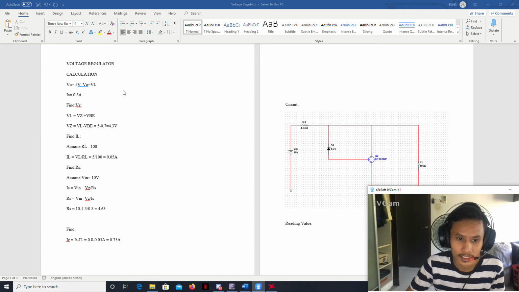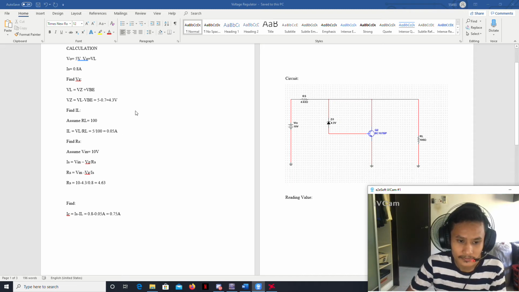First, I will show the calculation for the circuit. The VO and the IS are provided by the equation, which is 5 volt and 0.8 ampere. The first step is we must find the VZ. The general formula is VL equals VZ plus VBE. So VZ will be 4.3 volt. Next, we must find the IL. We are assuming RL is 100 ohm. So IL will be 0.05 ampere.